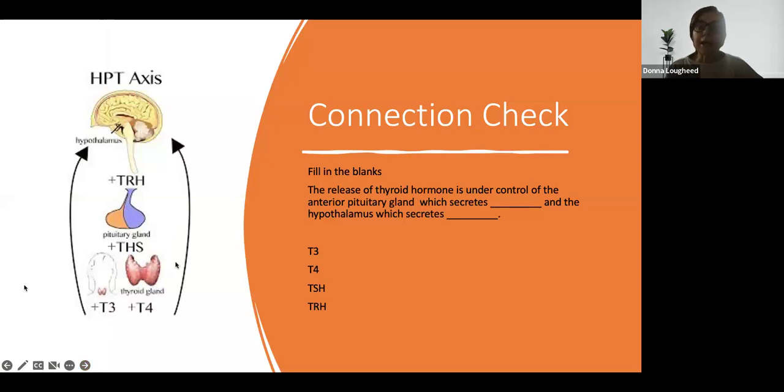Let's do a quick connection check. The release of the thyroid hormone is under control of the anterior pituitary gland, which secretes TSH, that thyroid stimulating hormone, and the hypothalamus that secretes TRH, which is the thyroid releasing hormone.